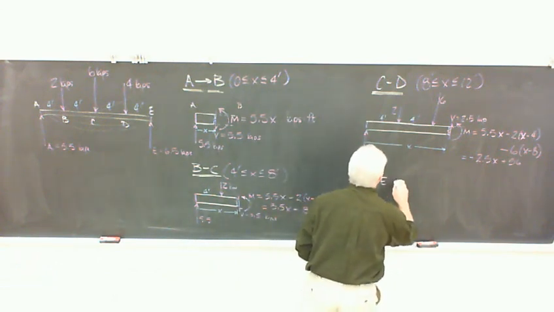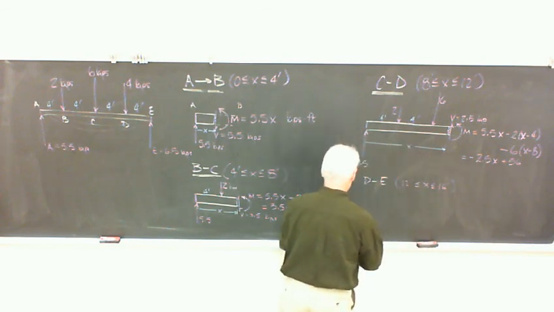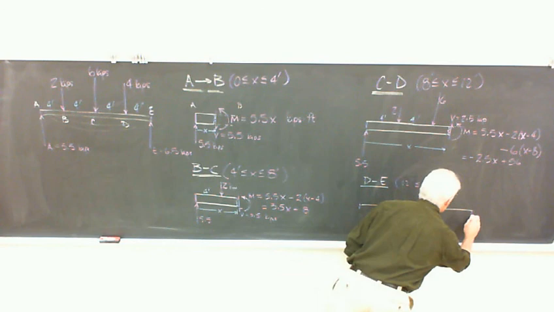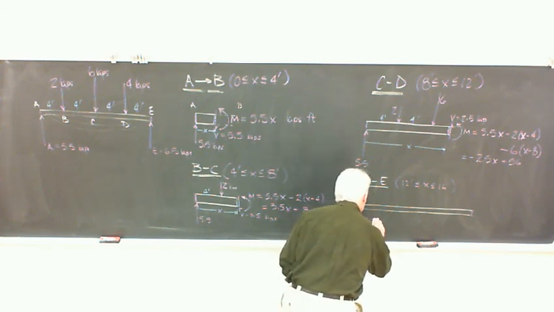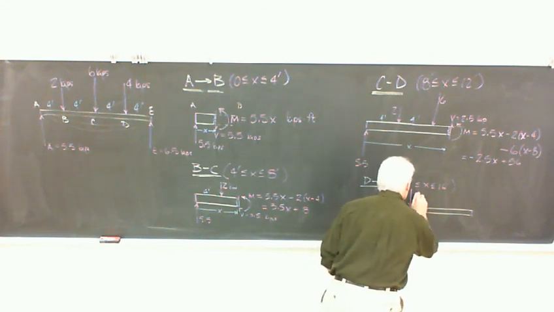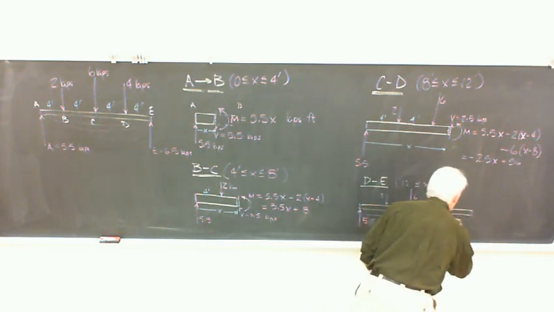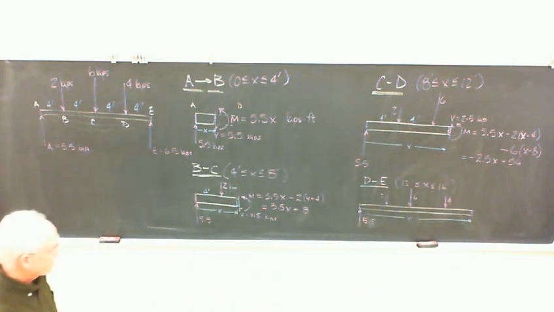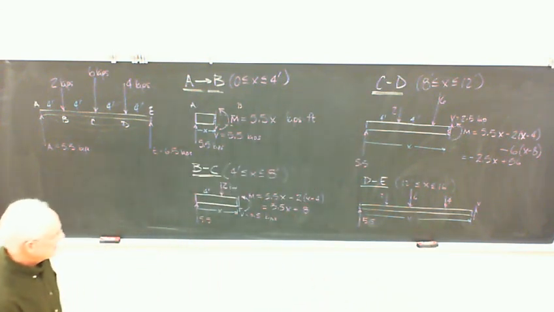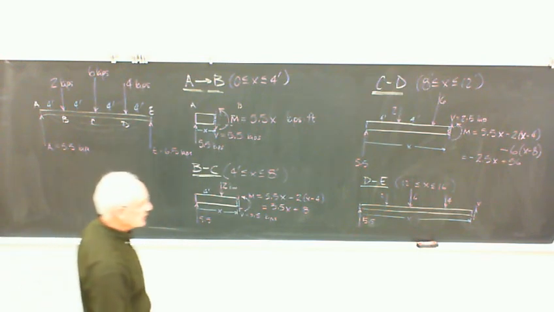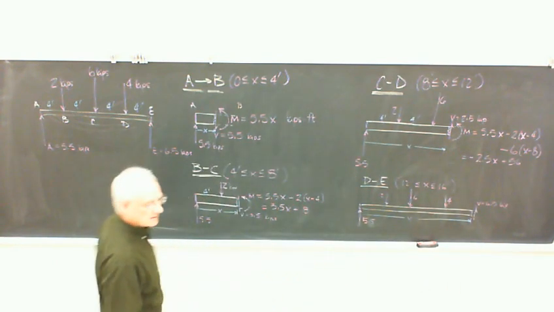So now D to E, which is 12 feet to the last of the beam, the 16 feet. We've got the 5.5 there still. We've got 2 there, 6 there, 4 there, and we're at some spot x. So we're going to have some shear, obviously. 12 down, 5.5 up, so 6.5 in shear. And that's constant all the way through that section. There's nothing that changes it.